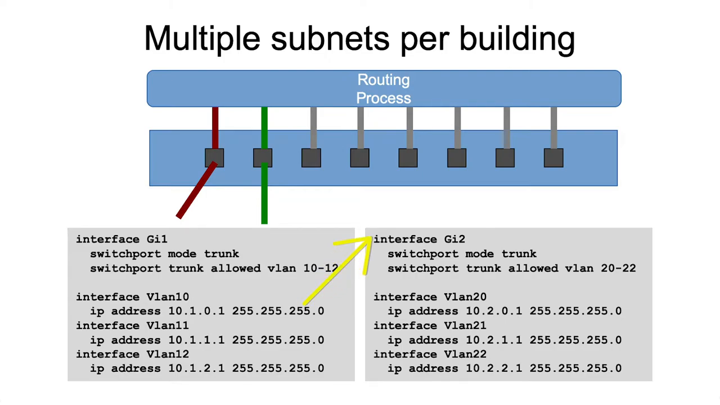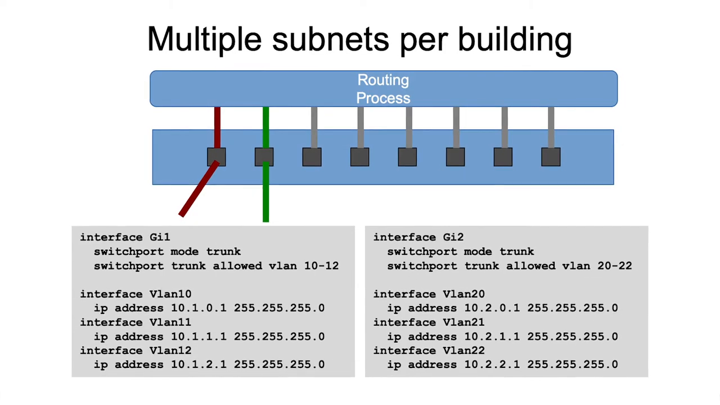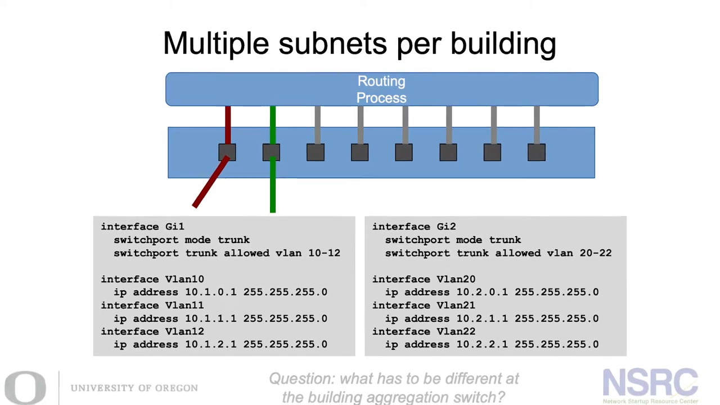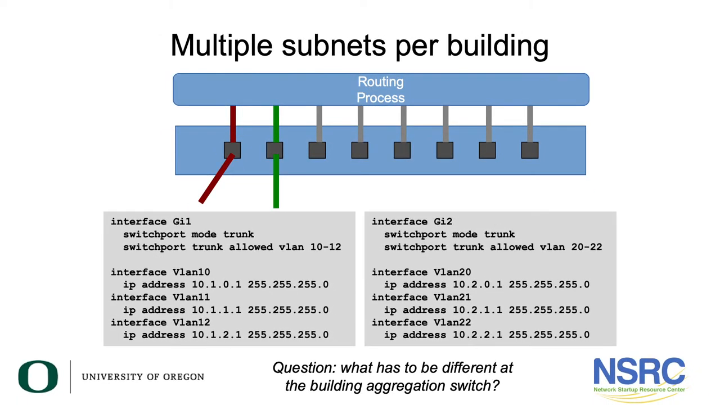Gigabit 2 in this core switch that we have would be similarly set up to connect to another building. So this building would be using VLANs 20, 21, and 22, and we have the same IP addresses defined for VLAN 20, 21, and 22. So again, based on what you've learned so far in this video series, what has to be different at the building aggregation switch?